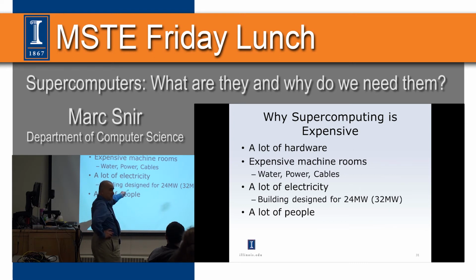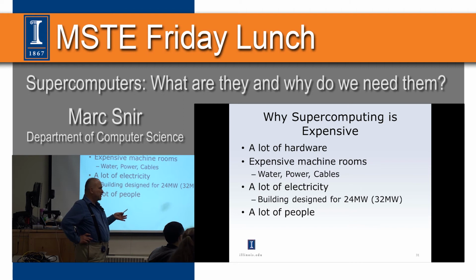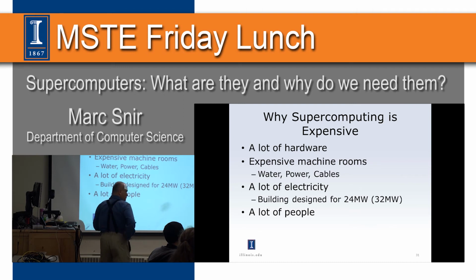The Blue Waters building, I don't mean the machine's consumption, the building is designed to be able to use 24 megawatts. That's a lot of power. In fact, it's built to have 32 megawatts coming in on 4 lines of 8 megawatts. So if one line is down, the other 3 are sufficient to feed it.